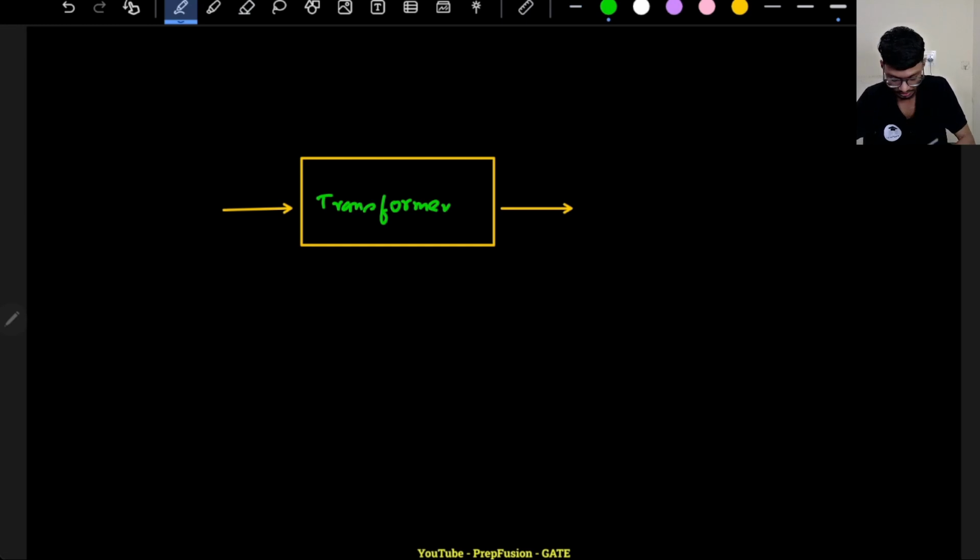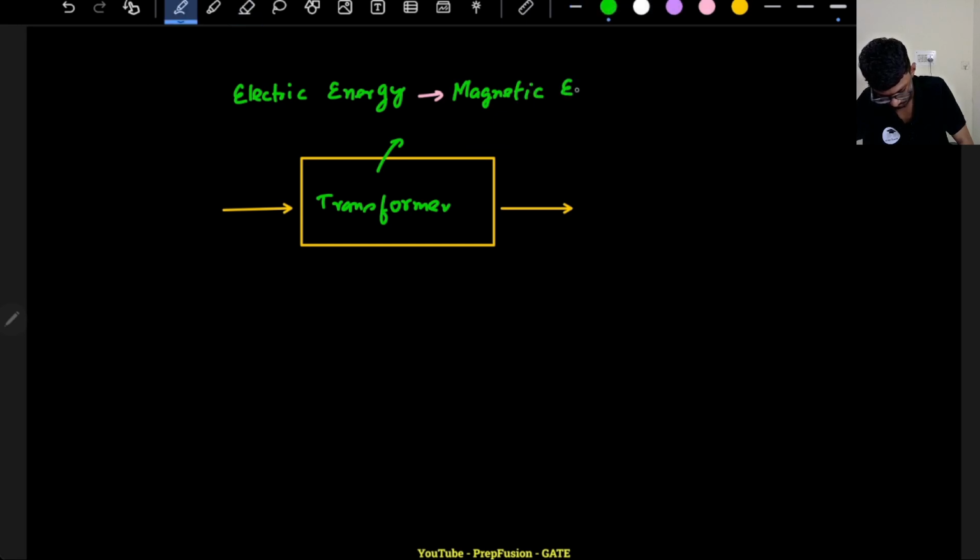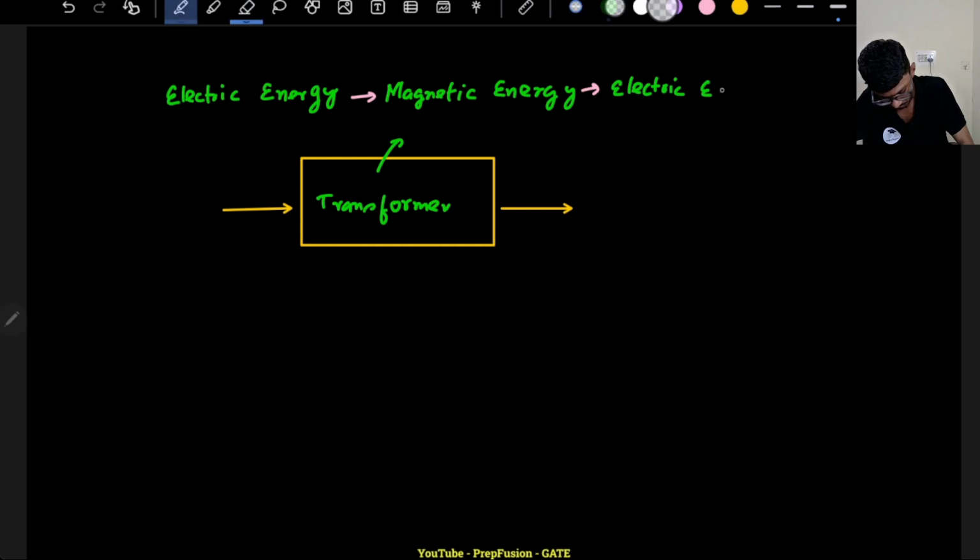Basically our transformer converts the electrical energy into magnetic energy, and then it converts it back to electric energy again at the secondary. So that is the thing, right?